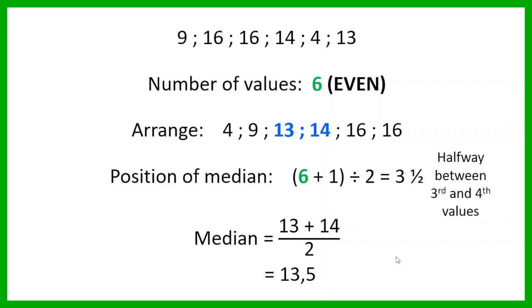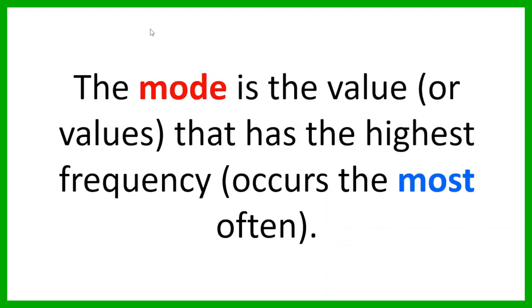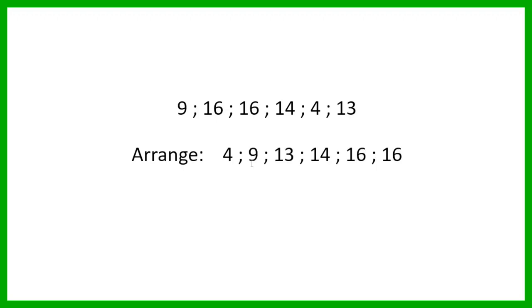Okay, next we've got the mode. Now, the mode is the value or values that has the highest frequency, that occurs the most often. So think mode and most. The mode occurs the most often. So if we look at an example over here, I've got 9, 16, 16, 14, 4, 13. You don't really have to arrange them in ascending order, but it does help to arrange them, because then it helps you to be able to see more easily if there are any values that have been repeated. So if I arrange this in ascending order, it's going to look like this.